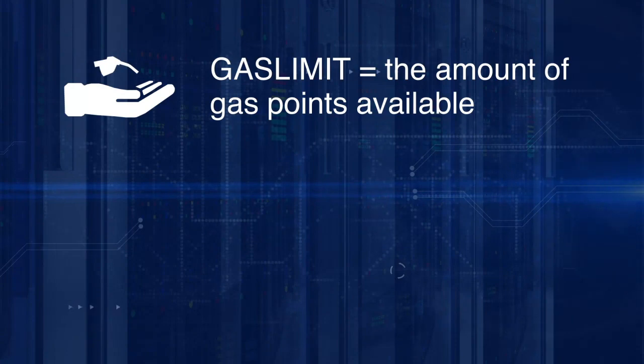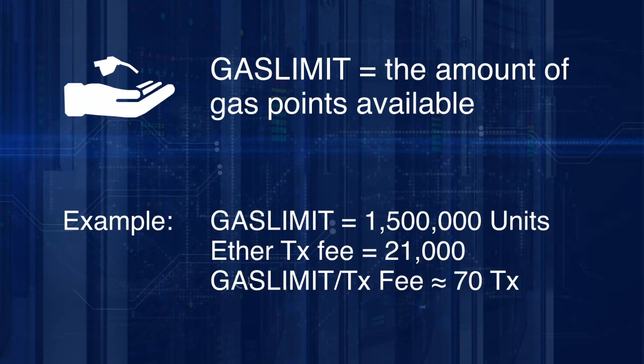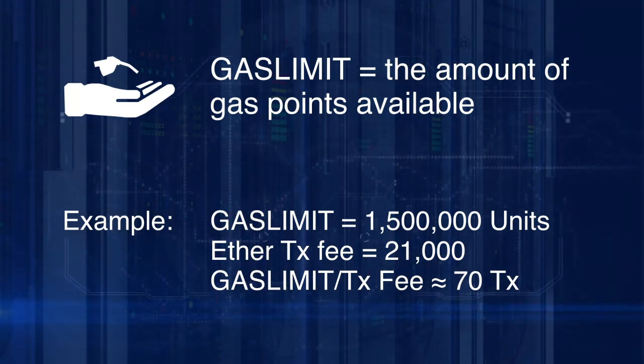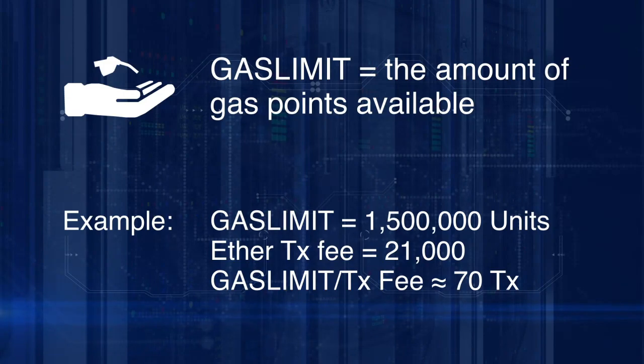Gas limit and gas spent. Gas limit is the amount of gas points available for a block to spend. For example, if a block specifies a limit of 1,500,000 units of gas and a basic Ether transaction fee is 21,000, this particular Ethereum block can fit about 70 plain Ether transactions. If we add smart contract transactions into this block, that usually requires more gas, and the number of transactions for this block will likely be lower.